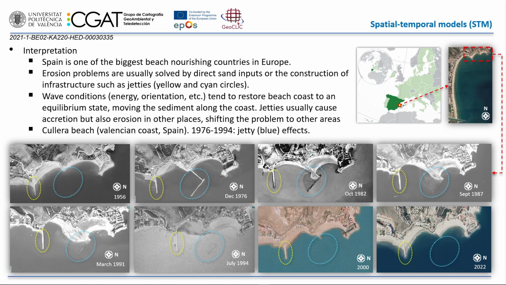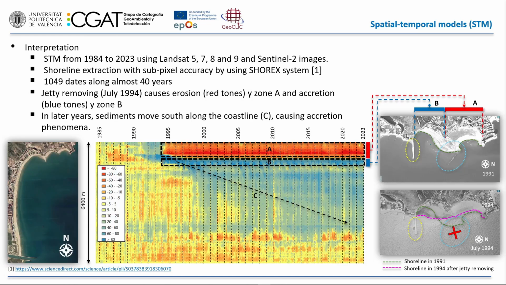After the removal of the jetty, little by little the beaches return to a situation of balance. In this case, we only have 8 images, but how can we analyze the evolution of this sector in much more detail? With this objective, all the coastlines were extracted from all the available satellite images of the Landsat sensors 5, 7 and 8 and Sentinel-2, covering a period from 1984 to 2023. 1,049 coastlines were obtained using ShoreX software, and the spatio-temporal model was calculated.